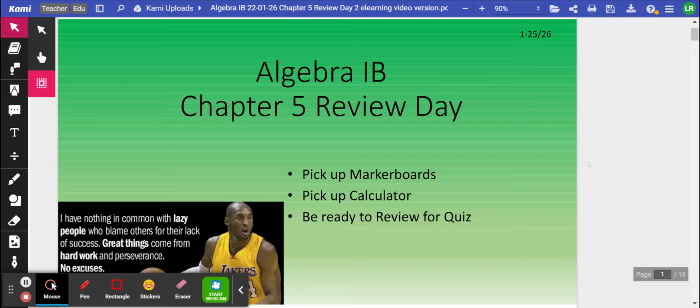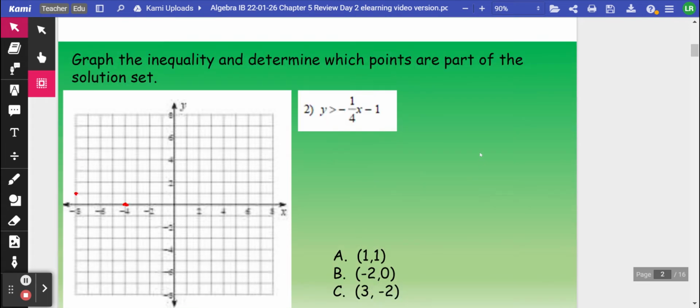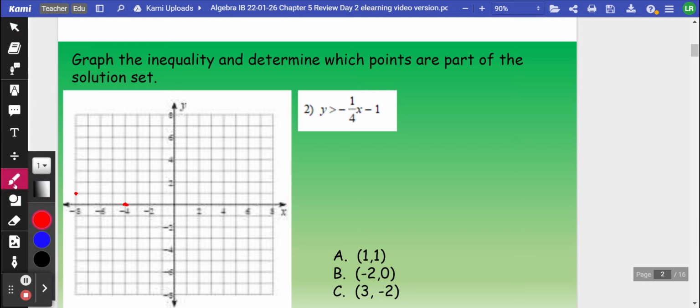Let's go ahead and look at these. So, here's the first problem. I want you to go ahead and pause the video and graph this and choose your solution set. All right, for this one, this is already slope-intercept form. Remember, slope-intercept form is this.